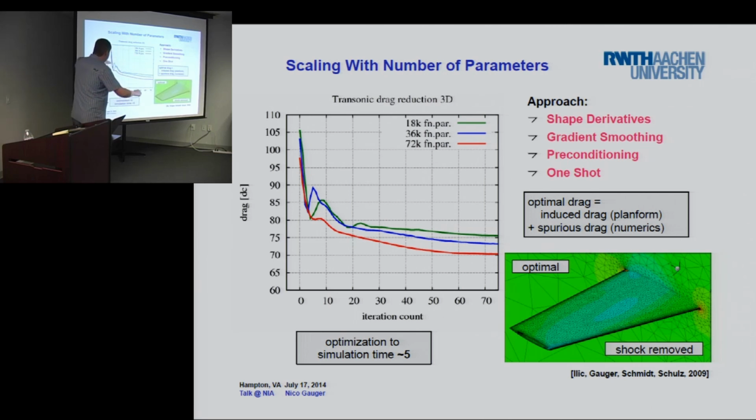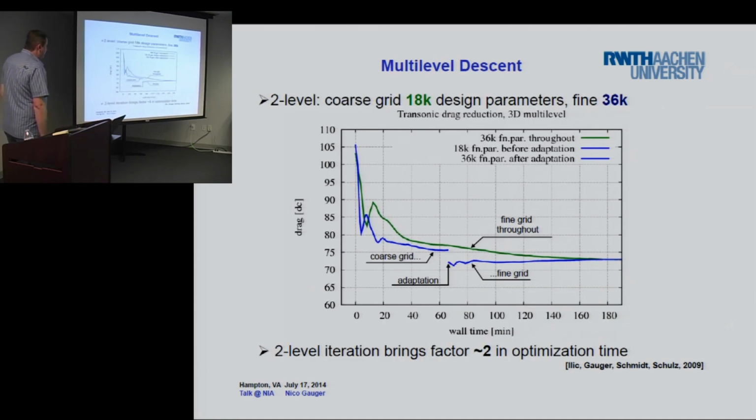DLR TAU code. You see here 18,000 surface mesh points for the coarse mesh, and then global refinement. Of course, you have a difference here due to spurious drag. This is implicit here, but it's mesh independent. And that motivates incorporating even adaptivity. This is global adaptivity here. We converge first on a coarse mesh, and then we continue on a fine mesh. Then we can halve more or less the computational time.